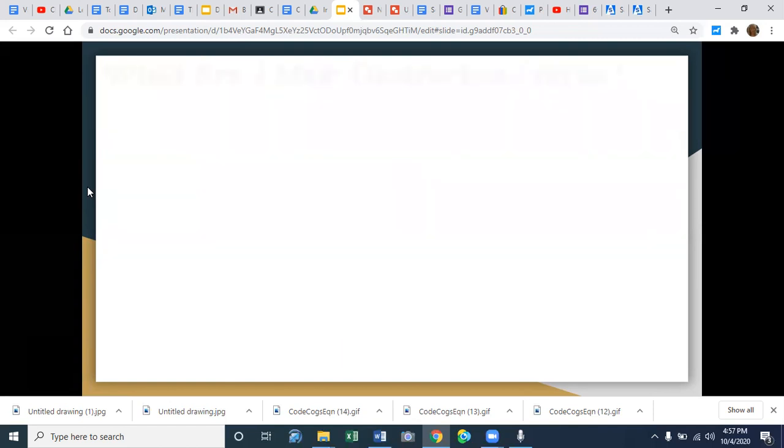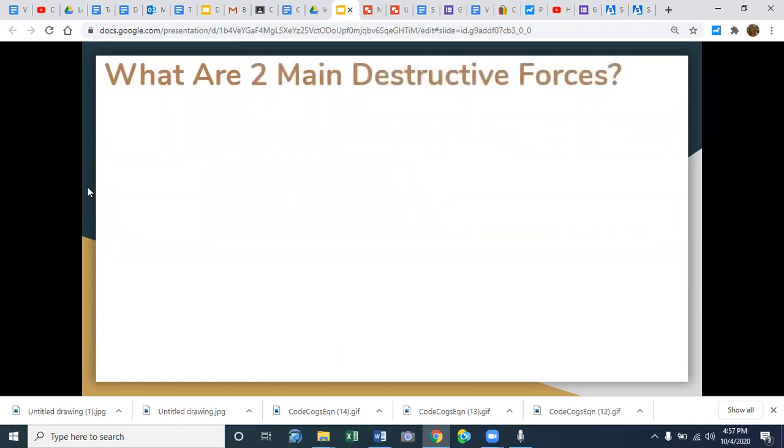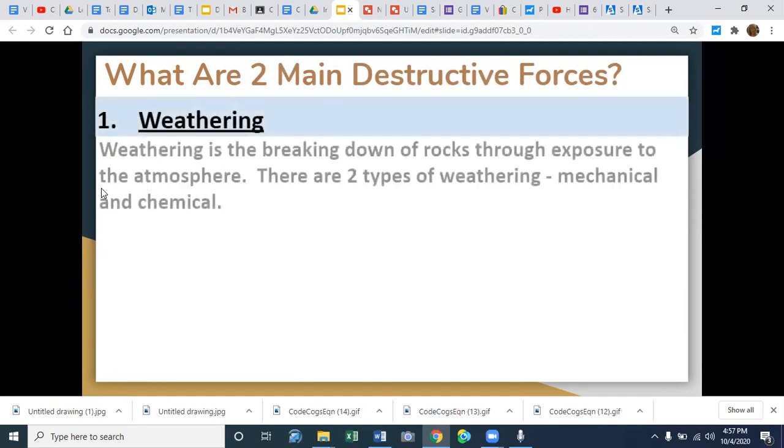Okay, what about destructive forces? There are 2 main destructive forces. The first one is weathering. Weathering is the breaking down of rocks through exposure to the atmosphere. There are two types of weathering. There's mechanical weathering and there's chemical weathering.